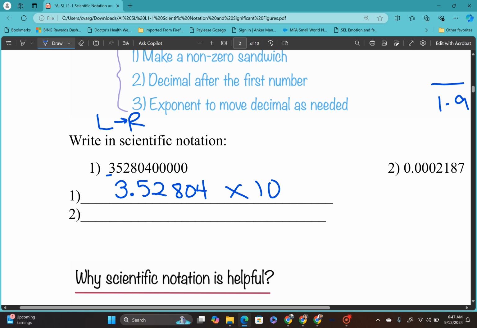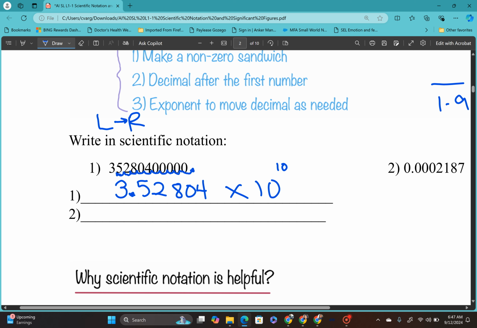And then I want to see how many times I have to move the decimal point. So right now the decimal point is at the end, if this was money, and I want it to be between the 3 and the 5. So I want to see how many times I have to move it. So that's 1, 2, 3, 4, 5, 6, 7, 8, 9, 10. So there are 10 place movements. So I'm going to put that exponent as 10.